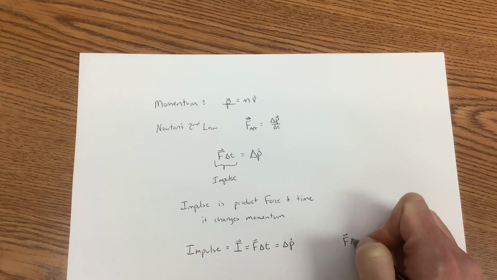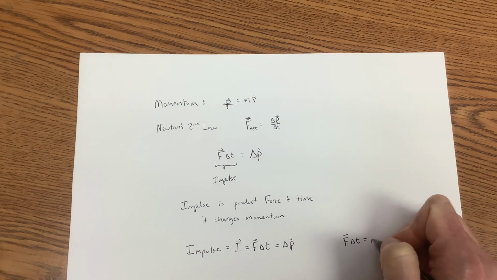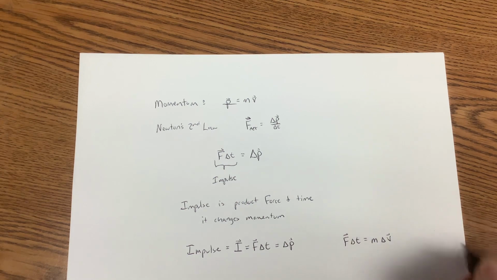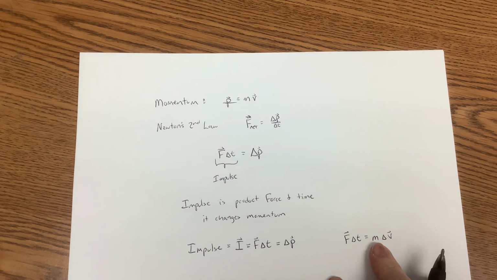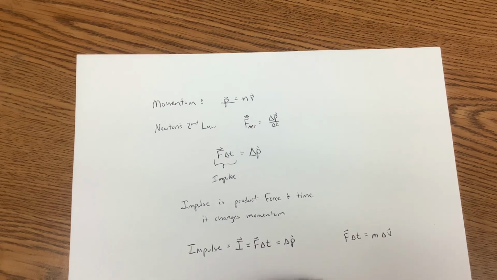When I was in high school, they taught it to us this way, m delta v, like that. And then we had to memorize it, Fat Mav. My high school mascot was the Mavs, so we were the Fat Mavs. So it was an easy equation to remember.